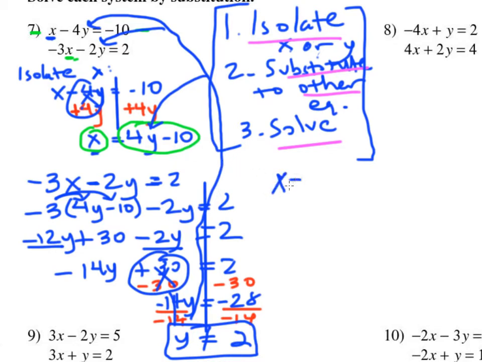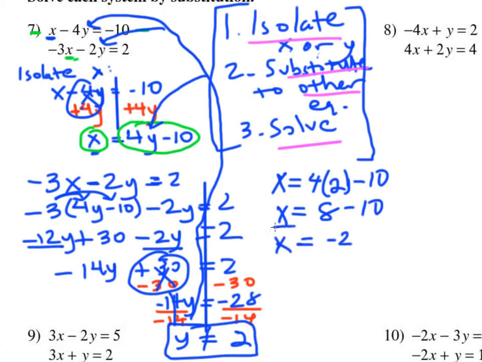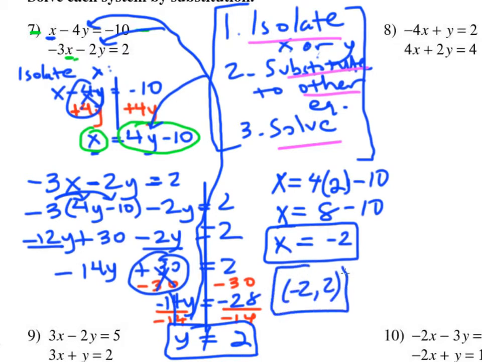So x equals 4 times y, but we think y is 2. So we'll write that: 4 times 2 minus 10. So x equals 4 times 2 is 8, minus 10. What is 8 minus 10? Well, 8 minus 10 is 2, but the 10 is negative, so negative 2. Take the sign of the bigger number. So our solution is negative 2, comma 2.